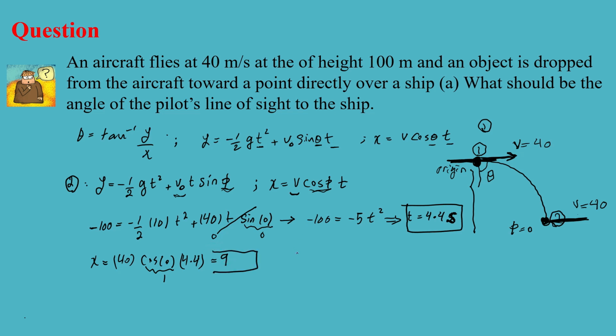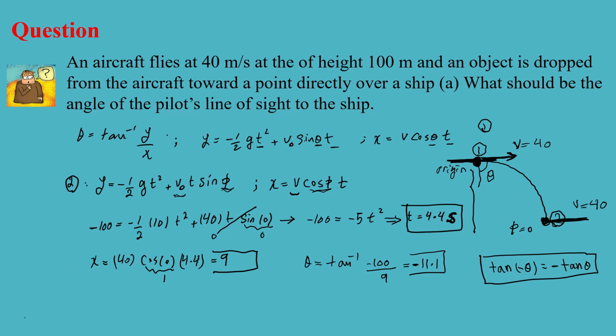Now I can find the angle, so theta is going to be the tangent inverse of y over x, which is minus 100 over 9. That is equal to minus 11.1. And this is going to be my final answer. And the reason I'm saying this is minus is because tangent of minus theta is equal to minus tangent theta. And this is what you know in math.